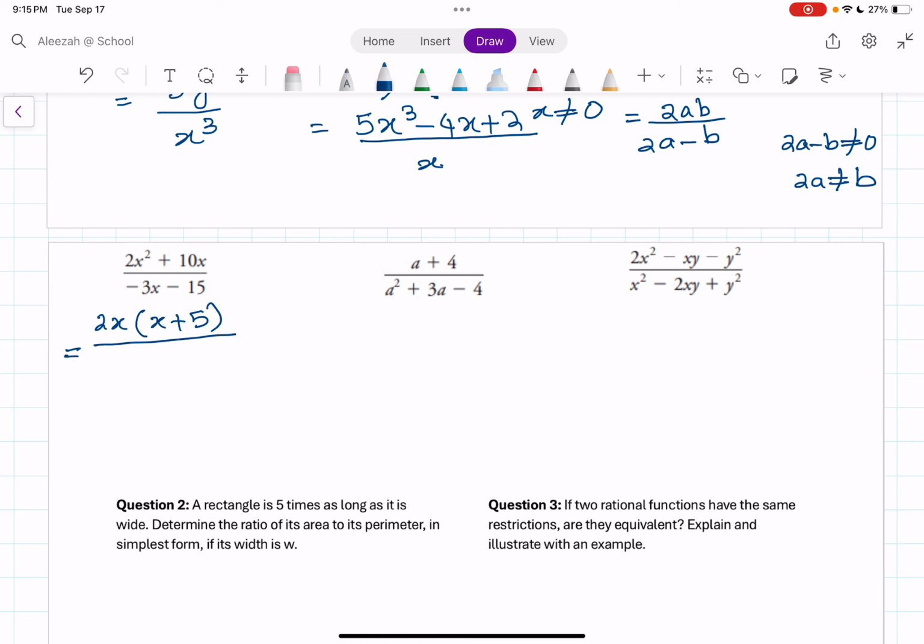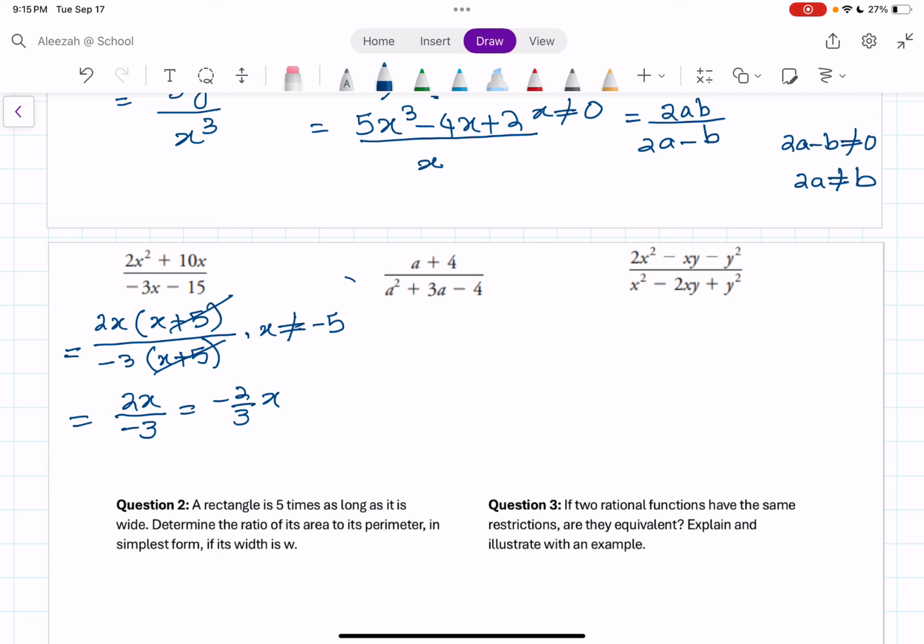In the denominator, the common factor is minus 3. I'm left with x plus 5. And now I have to write the restriction. What makes the denominator 0 is negative 5. So I will write x is not equal to negative 5. And then I simplify that. So x plus 5 is gone, and I'm left with 2x over minus 3. Or I can write it as minus 2x over 3 as my answer.